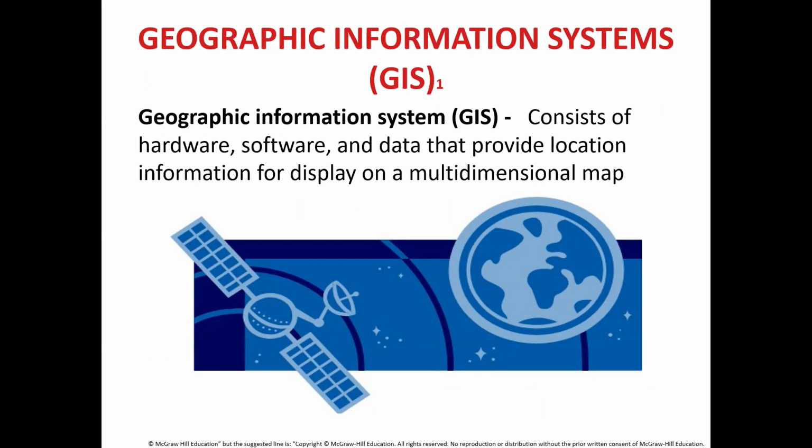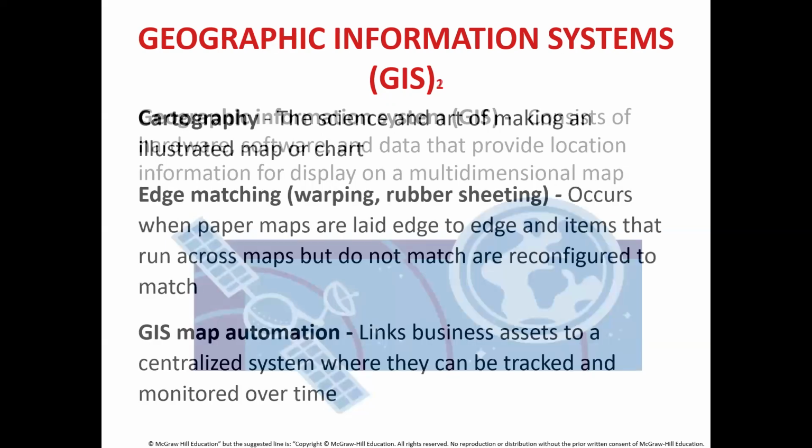A geographic information system, or GIS, consists of hardware, software, and data that provide location-based information for display on a multi-dimensional map. A geographic information system is a type of database containing geographic data combined with tools for managing, analyzing, and visualizing those data.